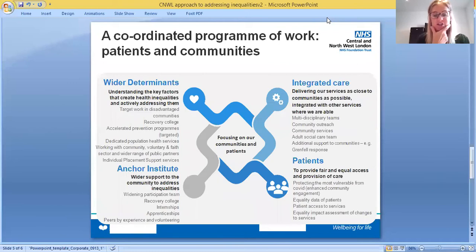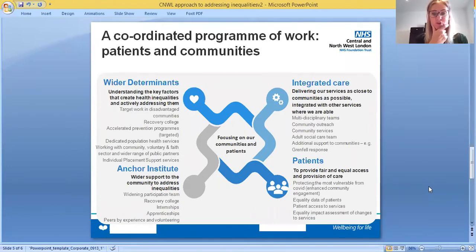So we have things like a recovery college where our patients and our communities and our staff can come together and learn together. We have schemes where we do community engagement and we go out into our communities and work in co-production with them around solutions. We target work in disadvantaged communities, and we do specific projects and programs of work to help people into employment, not just in the local area, but into our trust. Maybe that's through volunteering, peer support, into internships or into jobs within our community.